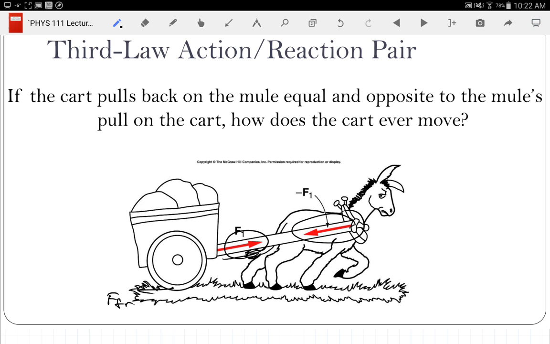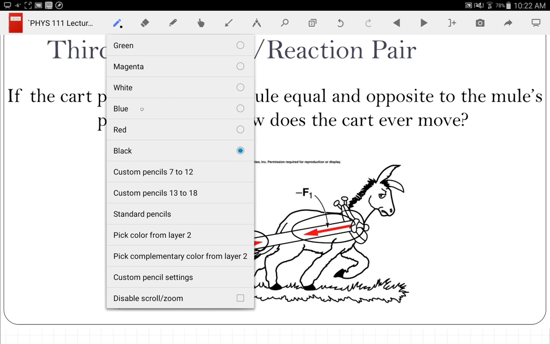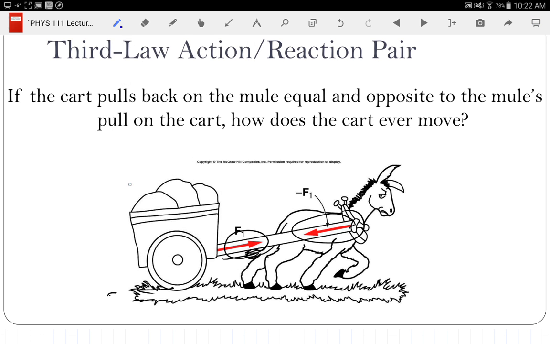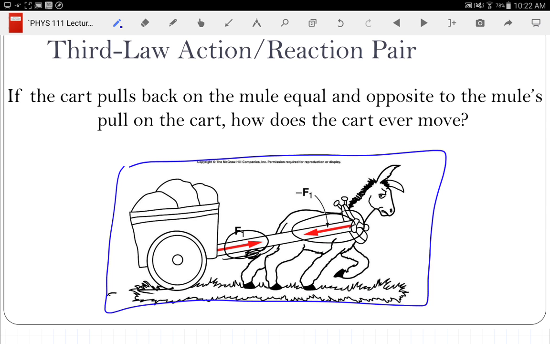Another way you could look at this is you could say, I'm going to make my system the entire cart and Mr. Ed. Well, then I have to introduce some more forces. There's going to be the force of friction on Mr. Ed and the force of friction on the cart. And as long as the force of friction on Mr. Ed is bigger than the force of friction on the cart, he's able to move the cart.